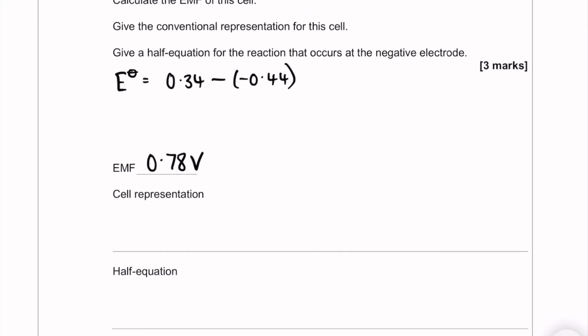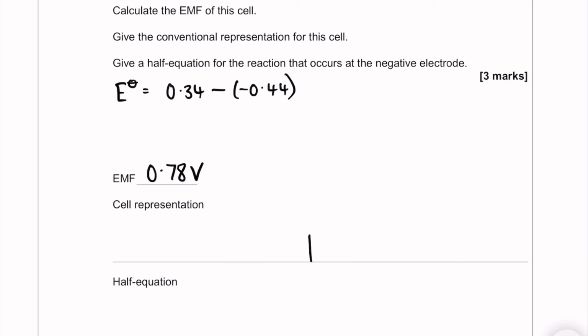Give the standard cell representation. So you put the more positive one on the right-hand side and the more negative one on the left-hand side. Remembering that the higher oxidation state species is closer to the salt bridge, and the thing furthest away from the salt bridge needs to be the thing that you can attach the electrode to. So if you think about your two equations, the negative one is going backwards, Fe is going to Fe2+, which is what our standard conventional representation now shows.